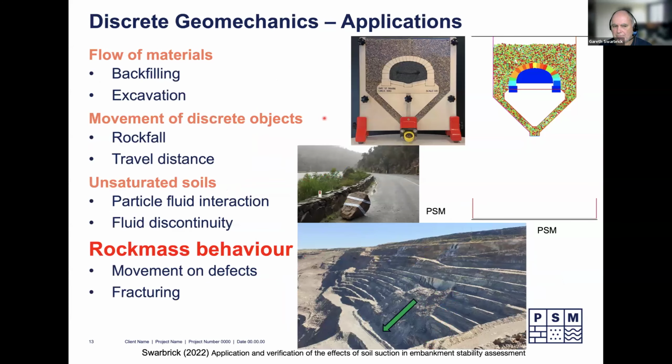So I just want to finish with my first slide and summarize where we're at. As I mentioned, the flow of materials is something we use quite routinely. Travel of rock and failure of rock and understanding rockfall and travel distance is another one. Icy and saturated soils is a really important area where the research is going to help us go further in understanding and modeling in the future. And as I mentioned, rock mass behavior is an area that's fairly well developed and fairly mature.